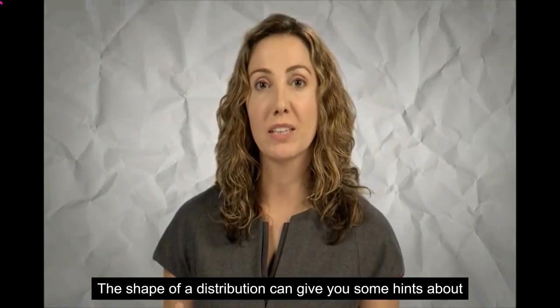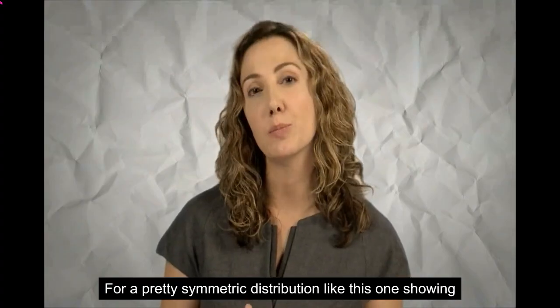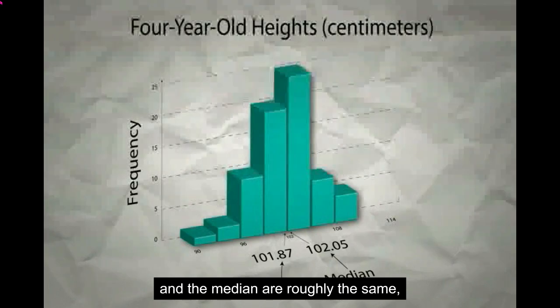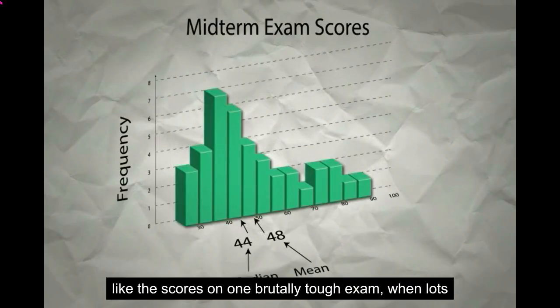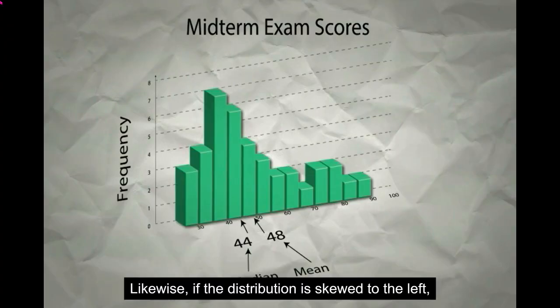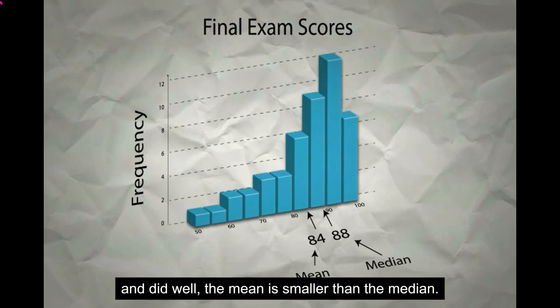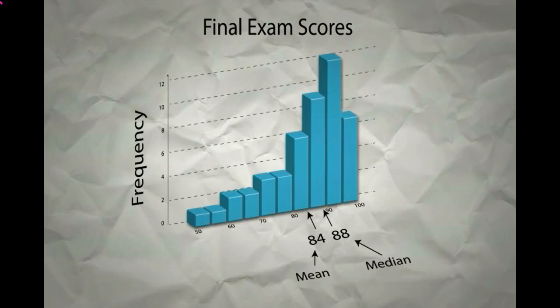The shape of a distribution can give you some hints about the relationship of the mean and the median. For a pretty symmetric distribution like this one, showing heights of a bunch of 4-year-olds, the mean and the median are roughly the same, less than 1/4 centimeter apart. If a distribution is skewed to the right, like the scores on one brutally tough exam when lots of students struggled, the mean is larger than the median. Likewise, if the distribution is skewed to the left, like the scores on one easy exam when everyone studied up and did well, the mean is smaller than the median. The mean is pulled toward the tail. Remember, it's influenced by the extremes.